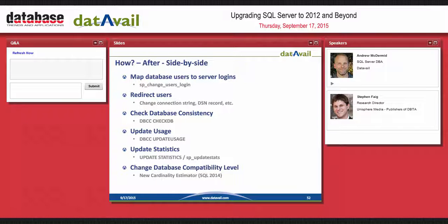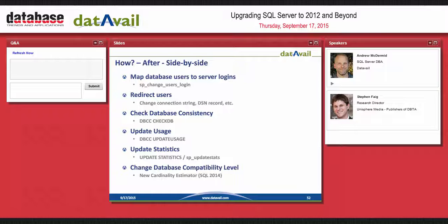Okay, after the upgrade, these are the kind of tasks that could definitely be on our checklist once the DBs are up and online. We're going to want to make sure the database users are mapped to server logins. Redirect users, of course, have to repoint our connections to the new server. Check database consistency, update usage, update statistics, and we better check that database compatibility level. Of course, keep in mind the new Cardinality Estimator.